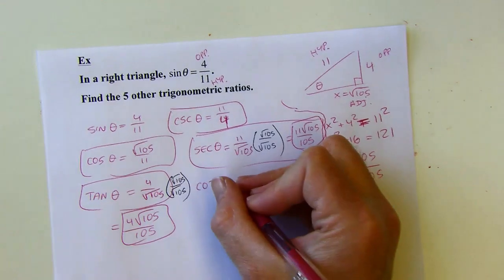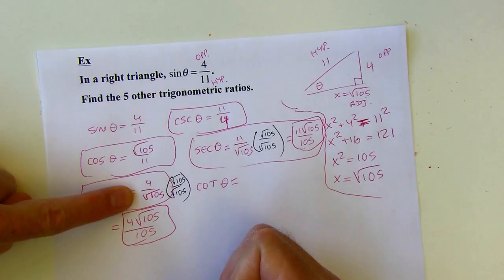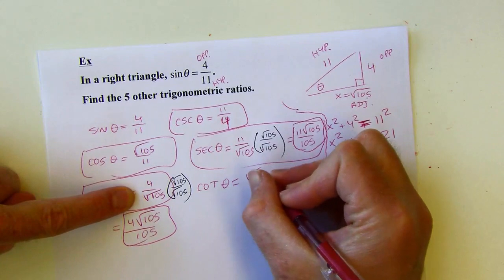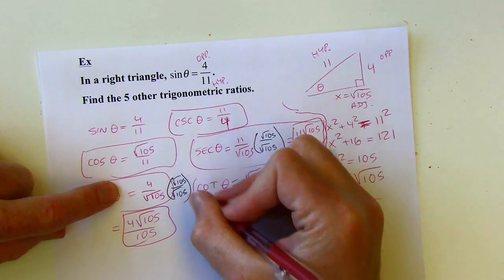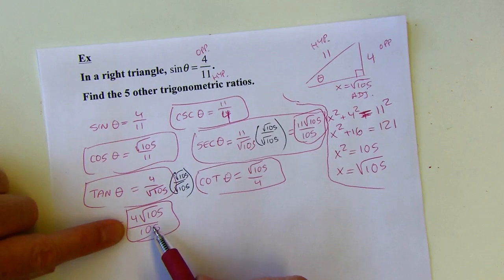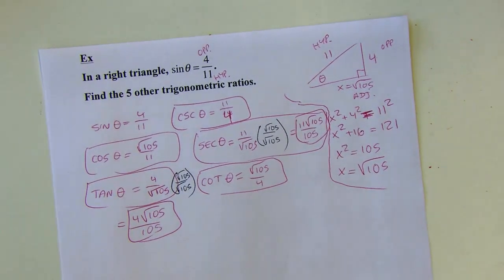And then cotangent. I can flip this around, but I'd rather flip that version around because that gives me root 105 over 4, which is good to go. If I were to flip this around, then I'd still have to rationalize the denominator. And that's it. That's all I got.